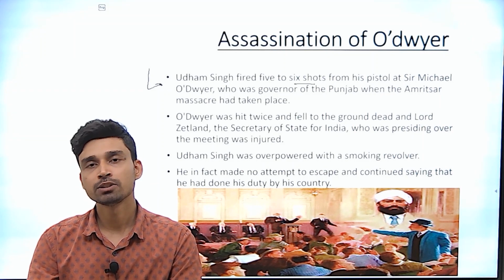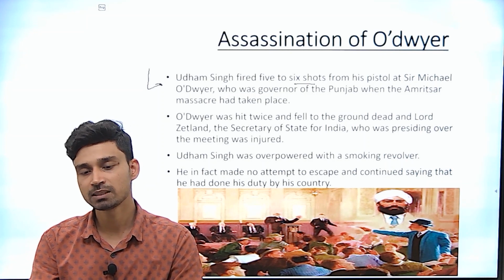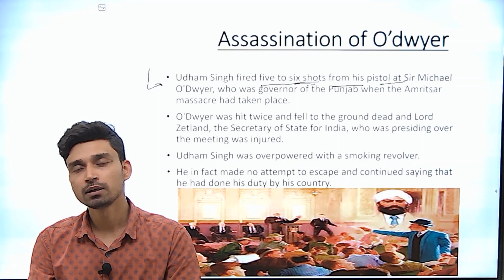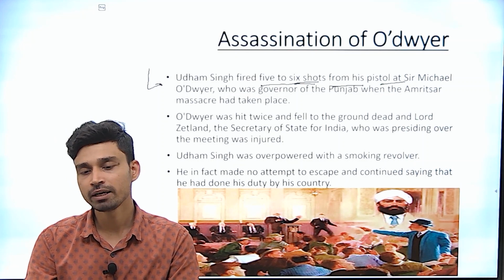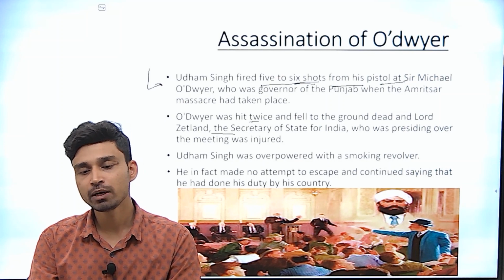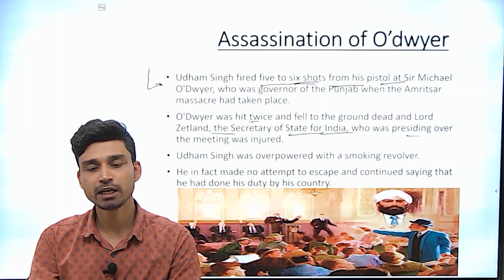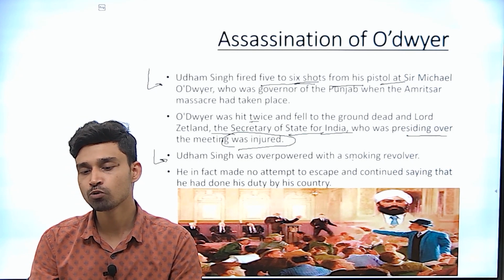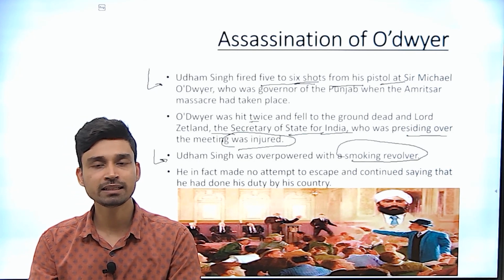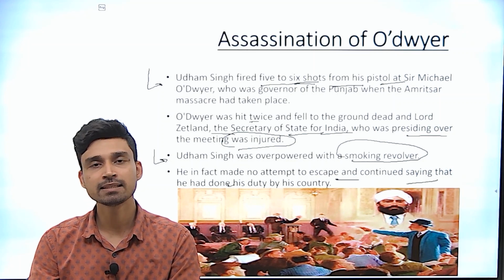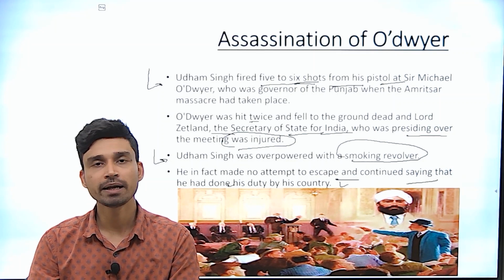And when Michael O'Dwyer was going to deliver his speech, he fired 5 to 6 shots from his pistol, and O'Dwyer was shot in the chest and heart and died instantly. At the same time, Lord Zetland, who was Secretary of State for India and was presiding over the meeting, was also injured. Then Udham Singh was overpowered with a smoking revolver, but he did not make any attempt to escape and continued saying that what he had done was his duty by his country.